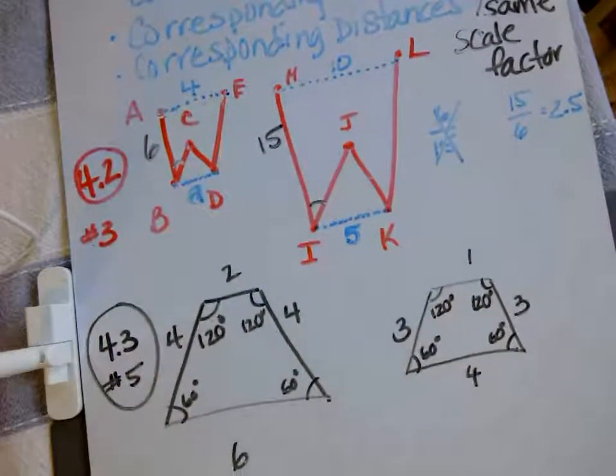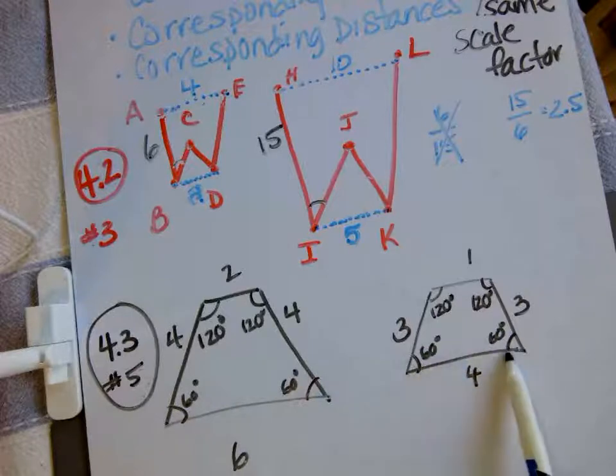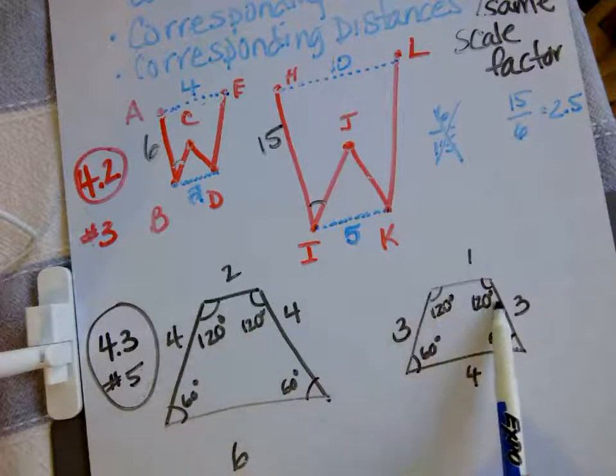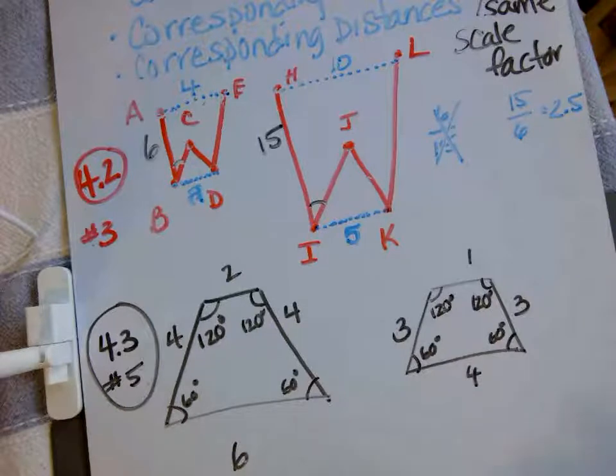is in 4.3, number 5 gives you a drawing, a couple of figures that look like this. And at first glance, you might think that they are similar, that they are scaled copies of each other because the corresponding angles match up, right? 60, 60, same here. 120, 120, same here. And we know that if two shapes are scaled copies of each other, then their corresponding angles are equal. However, that doesn't guarantee that they are scaled copies.